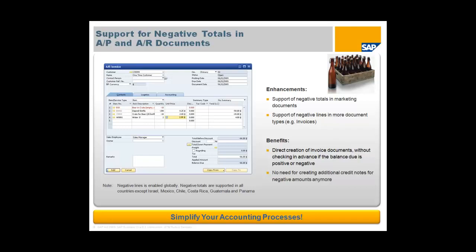Now, this is a great time to point out that you need to double check whether or not some of these functions have been enabled for your localization and whether or not those functions are actually part of your legal requirements. To give you an example, negative lines in the solution is enabled globally. However, negative totals are not supported in countries like Israel, Mexico, Chile, Costa Rica, Guatemala and Panama. Why? Because they fall outside the scope of those countries' local legal requirements.